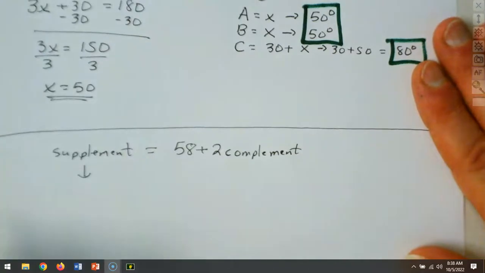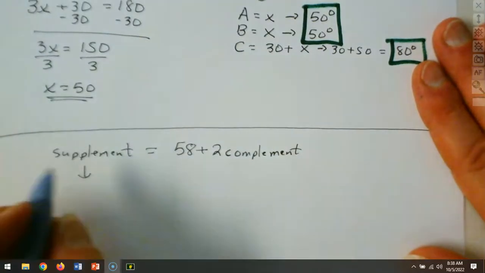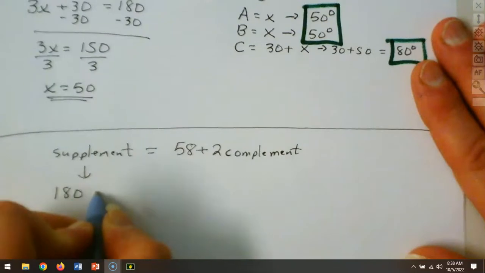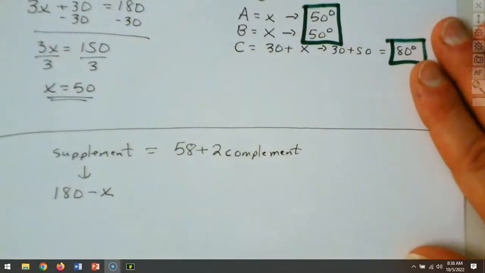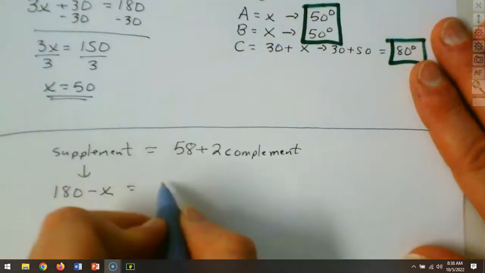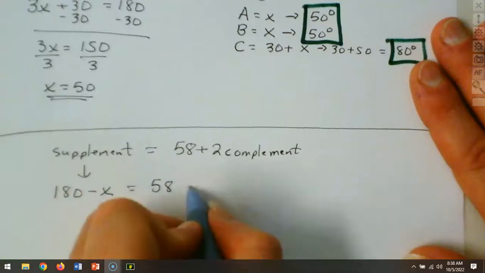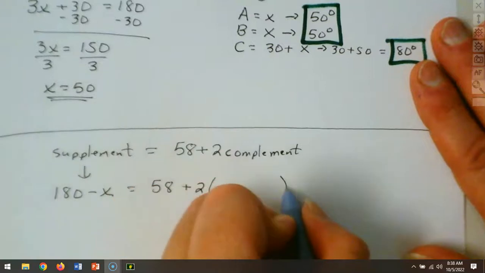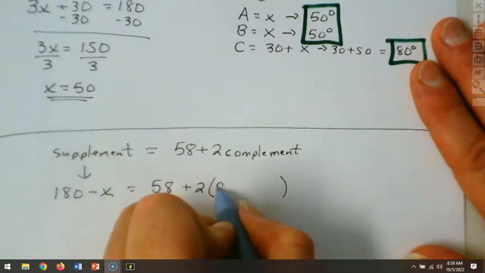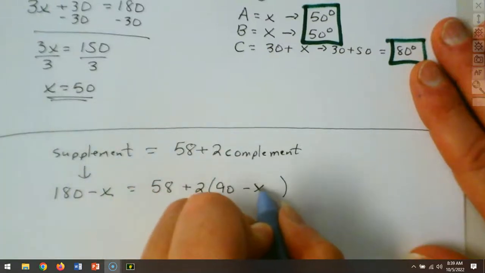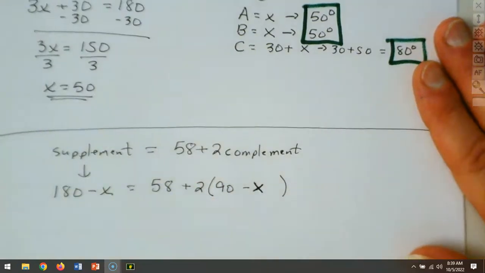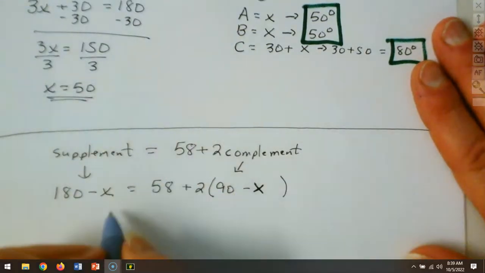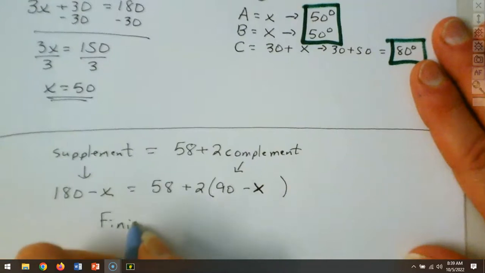The supplement, remember we talked about this before. The supplement is 180 minus x. Then we've got 58 plus 2, and the complement, well, what's our complement? 90 minus x, wasn't it? Remember that? We had that defined. So that goes there. And now you can finish it from here.